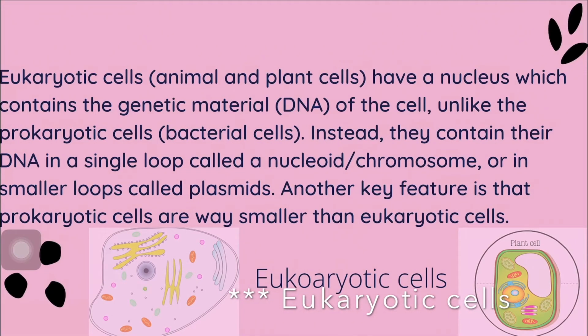Eukaryotic cells, which are animal and plant cells, have a nucleus which contains the genetic material or DNA of the cell, unlike the prokaryotic cells, which are bacterial cells. Instead, they contain their DNA in a single loop called a nucleoid or a chromosome, or in smaller loops called plasmids. Another key feature is that prokaryotic cells are way smaller than eukaryotic cells. Now there are two pictures below which are eukaryotic cells, but the one on the left is an animal cell and the one on the right is a plant cell.